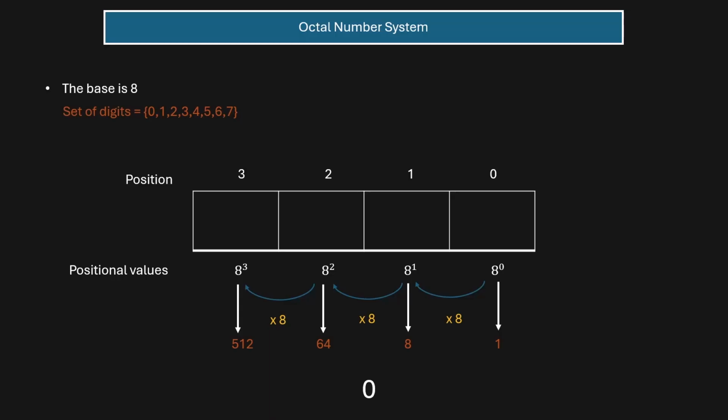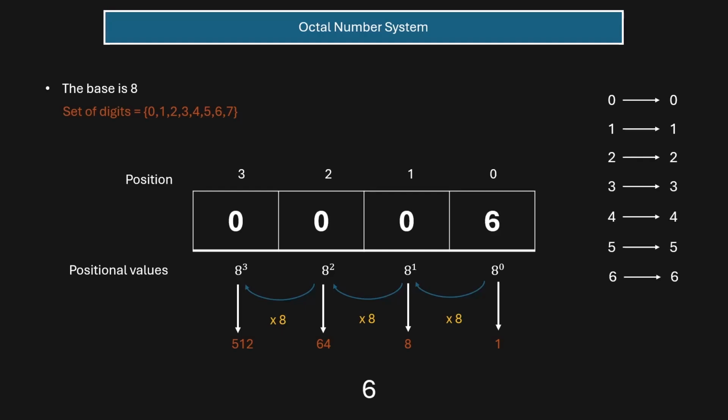Let's start with 0. For the number 0, we have 0 ones. For the number 1, we have 1 one. For the number 2, we have 2 ones. For the number 3, we have 3 ones. And in the same way up to 7, for the number 7, we have 7 ones. But for the number 8, we have one group of 8 and 0 ones. For the number 9, we have one group of 8 and 1 one. For the number 10, we have one group of 8 and 2 ones.